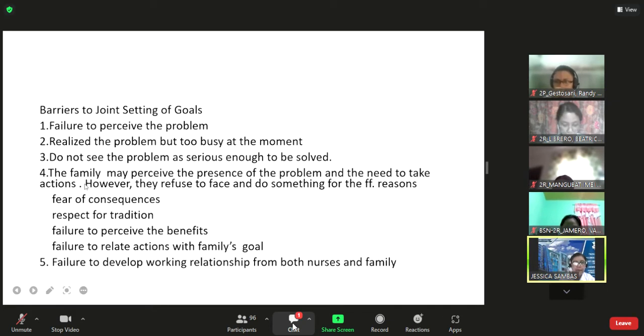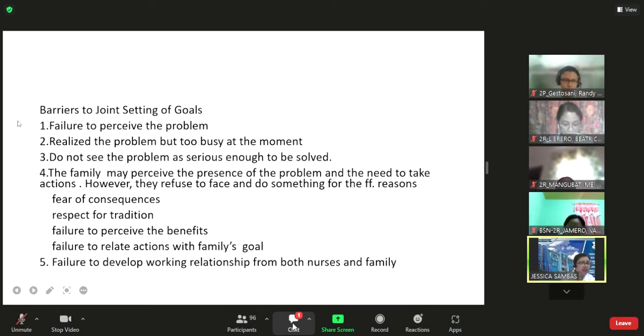Okay? The family may perceive the presence of the problem and they need to take action. However, they refuse to face and do something for the following reasons. So sometimes they're afraid of the consequences. It is against their tradition. They fail to perceive the benefits. They fail to relate actions with family's goal. Ibang gusto nila, ibang gusto natin. Or failure to develop working relationship from both nurses and family.